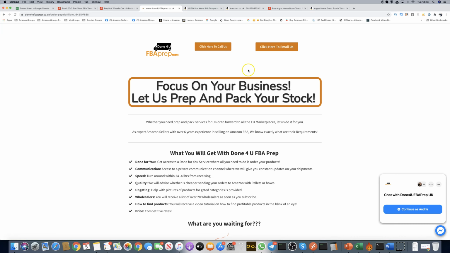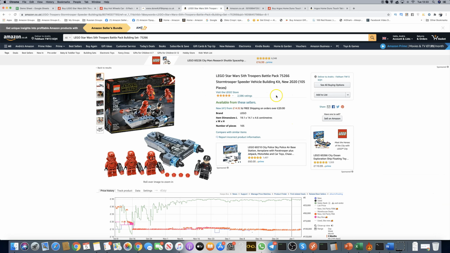Okay, by the way, guys, if we get to the actual, accurate calculations, if we take this Lego as an example, we're selling it for $14.92, okay? $14.92, we're selling it for, and we're buying it for £7.50.